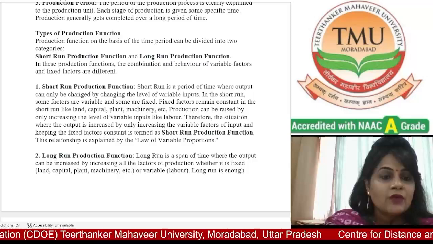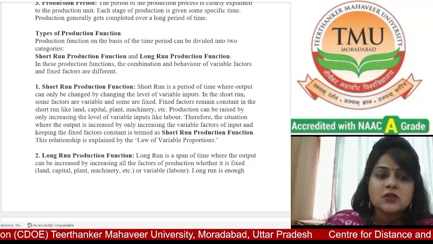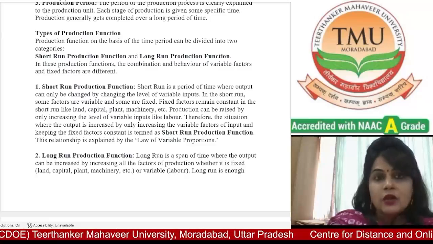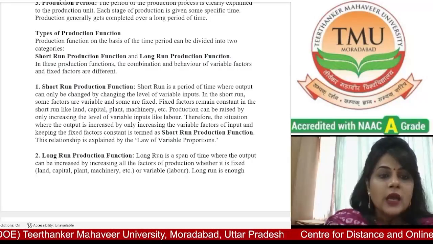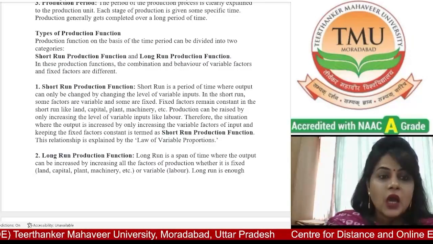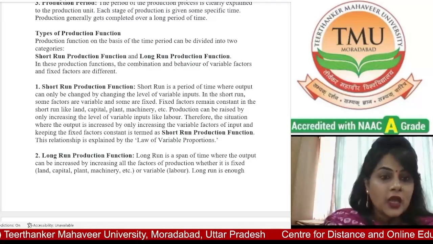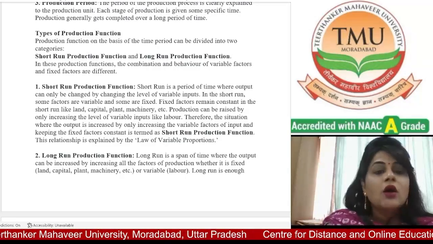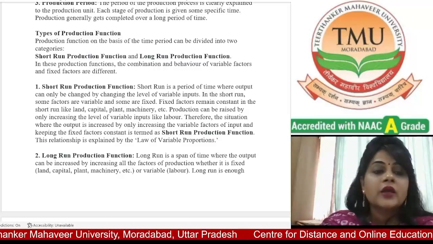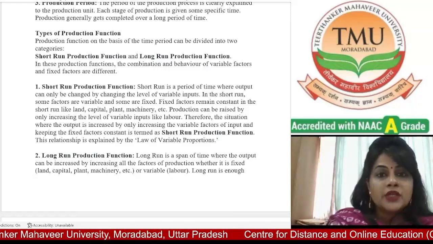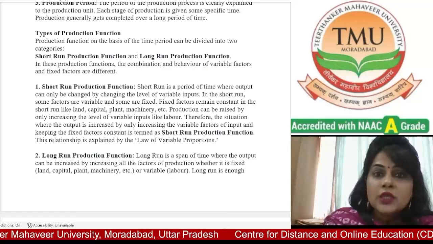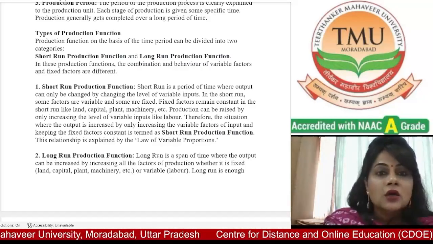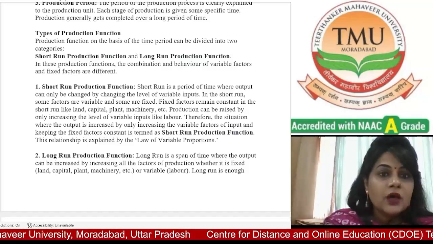In this time, variable factors are those factors whose quantity can be easily changed. I have also discussed it, and they change with the change in the level of output. For example, in the short time, the producer can easily change the quantity of labor to increase or decrease the production. So, in the short run, fixed factors remain constant, like land, labor.